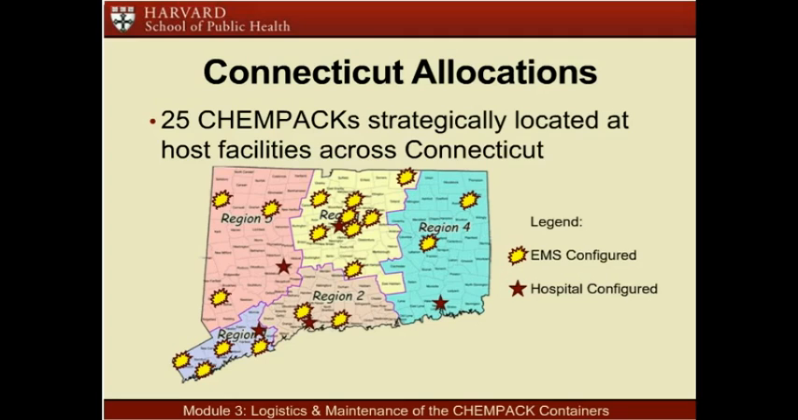Connecticut presently has 25 CHEMPACKs, strategically positioned at host facilities across the state. These facilities serve as the host agencies for CHEMPACKs here in the state. These locations were chosen to ensure that antidotes could quickly be deployed to any municipality within minutes of a suspected nerve agent incident being reported.